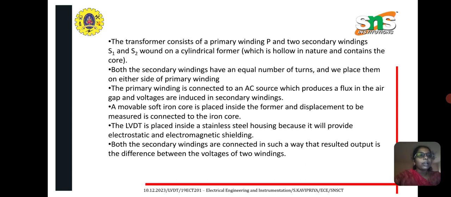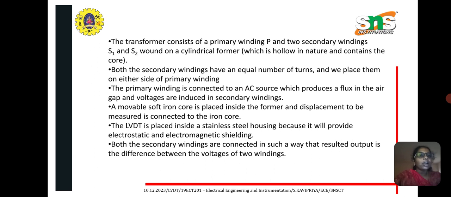So we have a primary winding P and two secondary windings, which are denoted as S1 and S2. The number of turns of the secondary windings are equal. We place them on both sides of the primary winding. Supply is given to the primary winding and output is measured from the secondary windings S1 and S2, in between S1 and S2, where the voltmeter is connected.